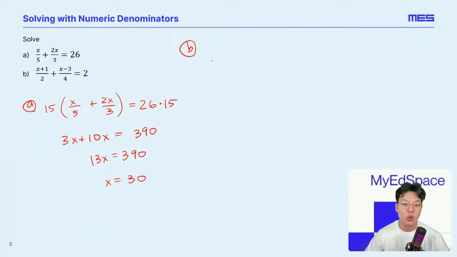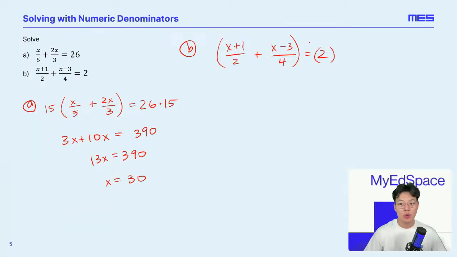Let's take a look at this next one. What would you multiply both sides of this equation by, now that we've done a couple of these? What would you multiply both sides of this equation by? x plus 1 over 2 plus x minus 3 over 4 is equal to 2. We want to multiply both sides by the common denominator, or the least common multiple of the denominators.